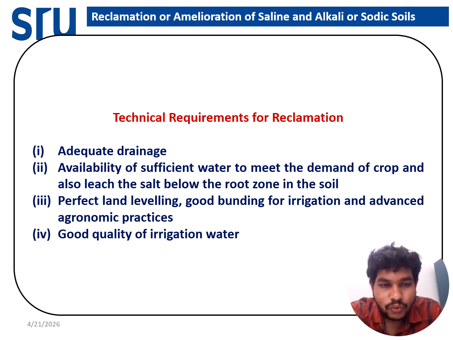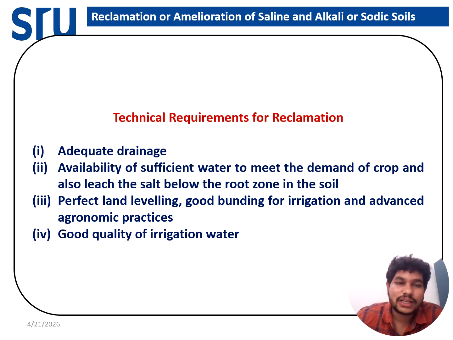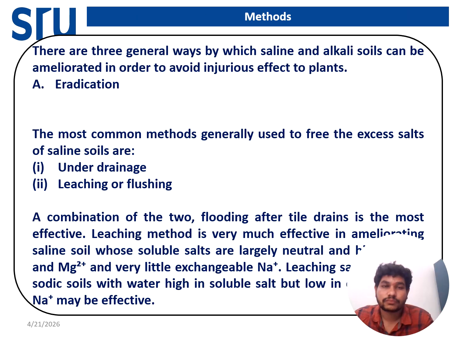Then we have to level the land. We have to create bunds for stagnation of water and follow some agronomical practices, so the leaching requirement will increase and the efficiency of decreasing the salt content in the soil will improve. Then the most important thing is the quality of the irrigation water. So these are some technical things we have to consider before the reclamation or management of saline soil.